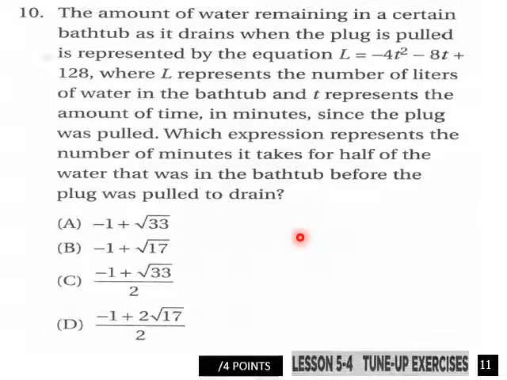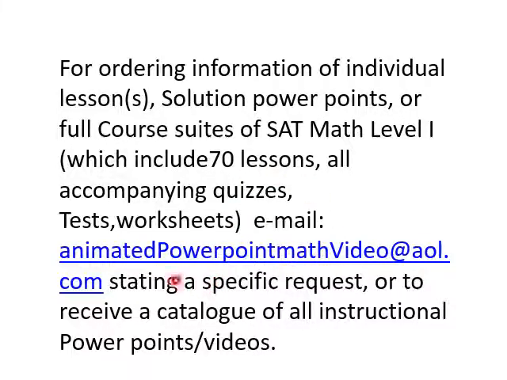Number 10, the amount of water in a certain bathtub as it drains. This is a bathtub draining problem. So you have here L is represented by this here, which is a parabola. And since the plug was pulled, which expression represents the number of minutes it takes for half of the water that was in the bathtub before the plug was pulled to drain? So have fun with that one, and that's 5.4 Tuneup.